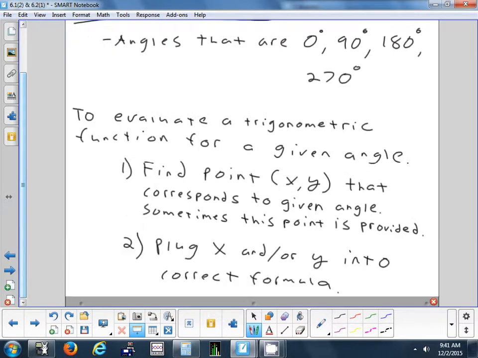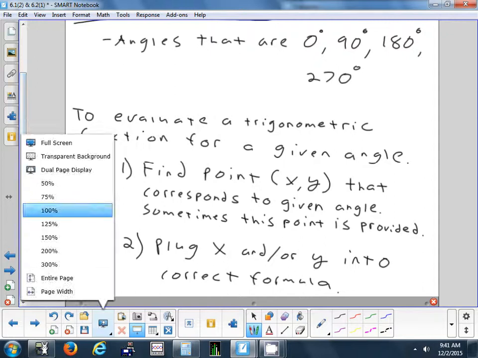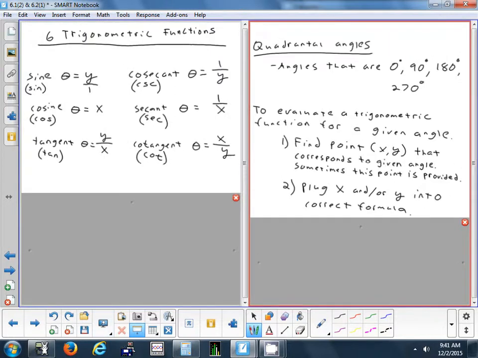Okay, in step 2, they're going to ask you for either the sine, the cosine, the tangent, the secant, cosecant, or cotangent. Whatever one they ask you for, just plug your x and your y value into the correct formula and write the answer. Okay, so find the coordinate, plug it into the correct formula. What we'll do to practice and start out is I'll do all 6. I'll find a coordinate and we'll practice all 6.